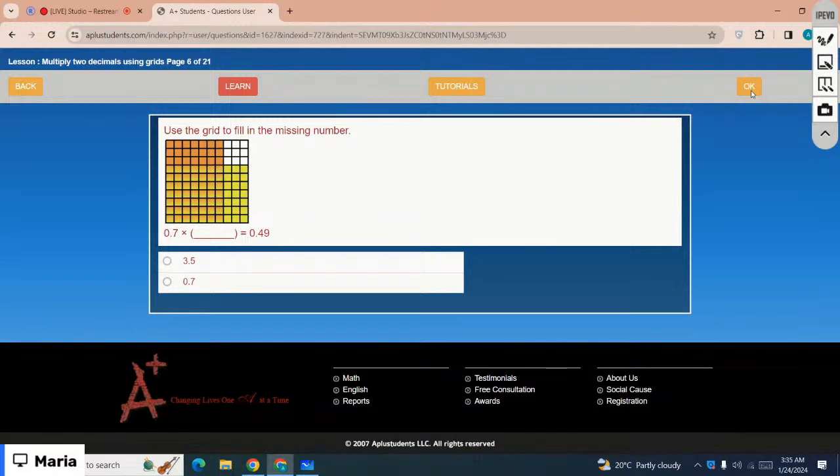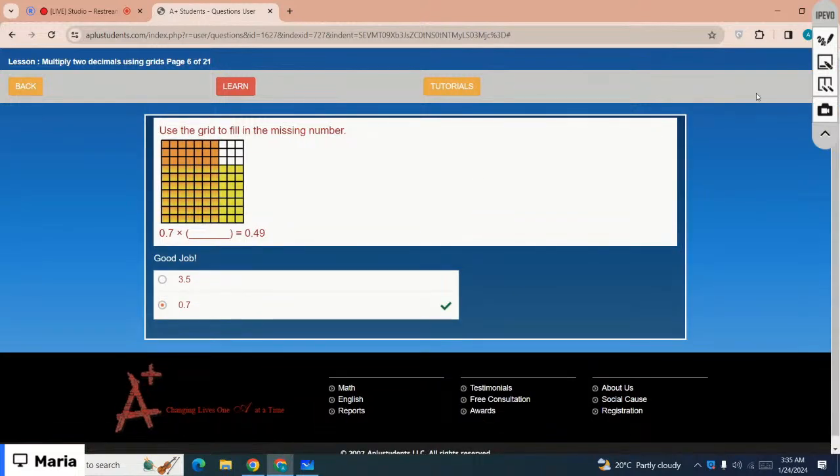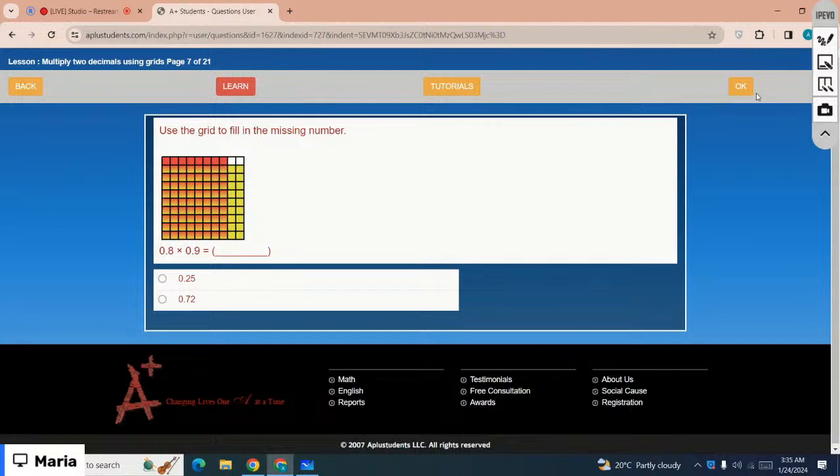Use the grid to find the missing number. So which number is missing? Very good. The missing number is 0.7 times 0.7 makes 0.49. So the missing number is 0.7.